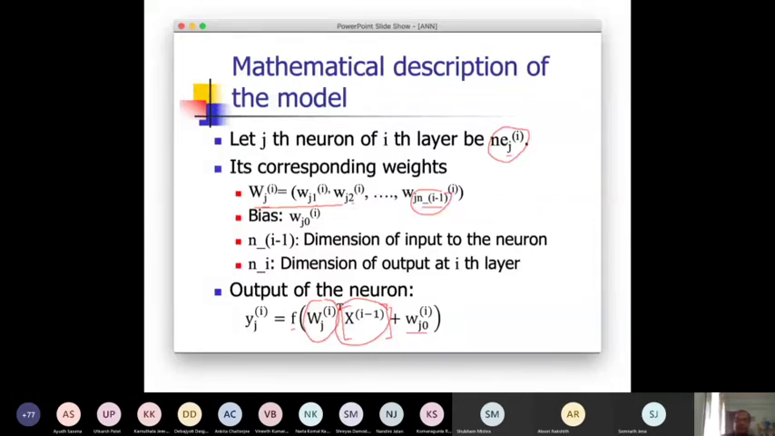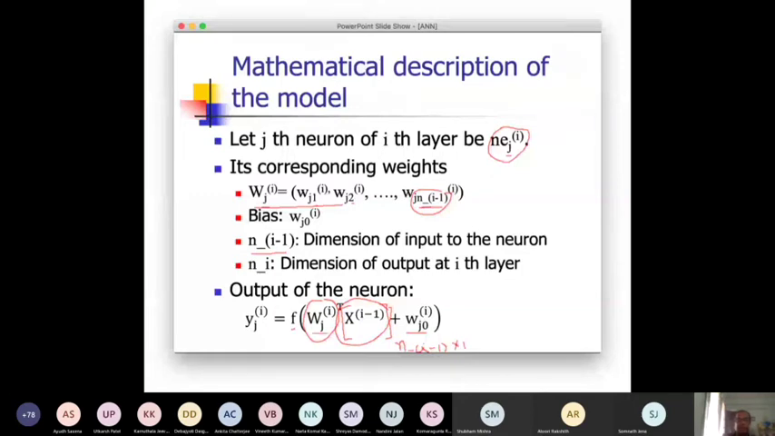This is the dimension of the input to the jth neuron, which is coming from the previous layer. As you have seen, that dimension is n_{i-1}. According to my notation, I can write this dimension as n_{i-1} cross 1. I would have comfortably written the subscript, but there are some limitations in using this composition.